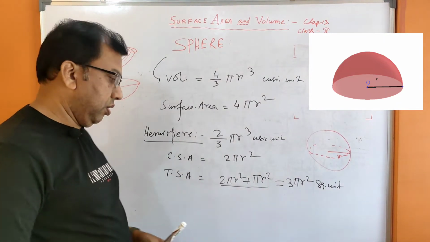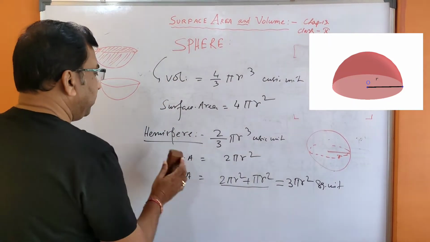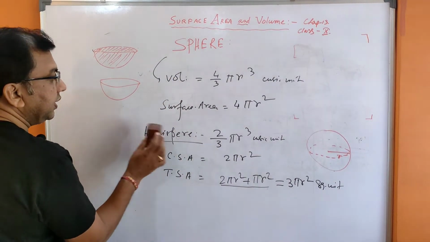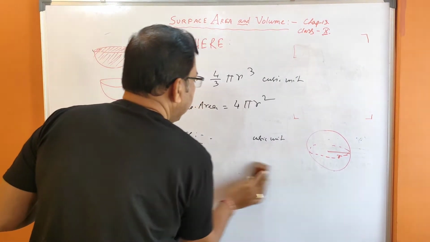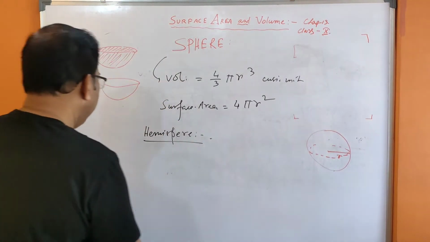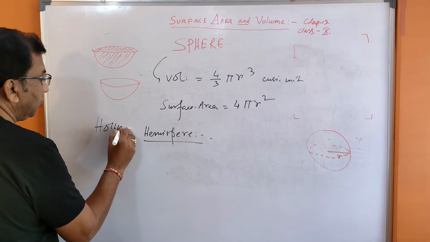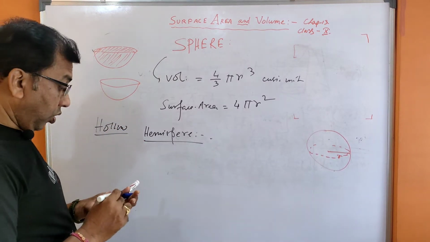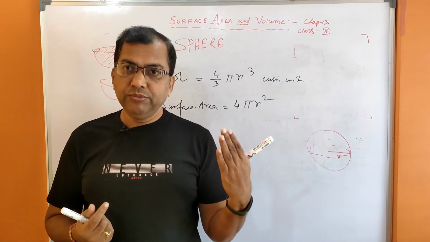Okay, next the hollow hemisphere. In case of hollow, it will just be changed. In case of hollow hemisphere, that is the hollow shell, in that case, what will be the volume?